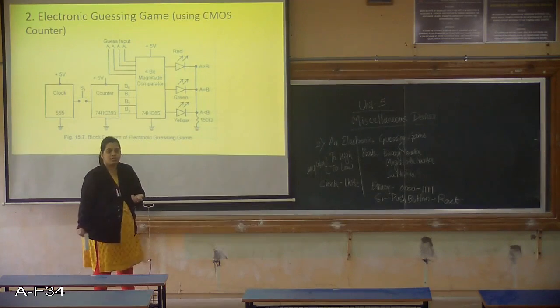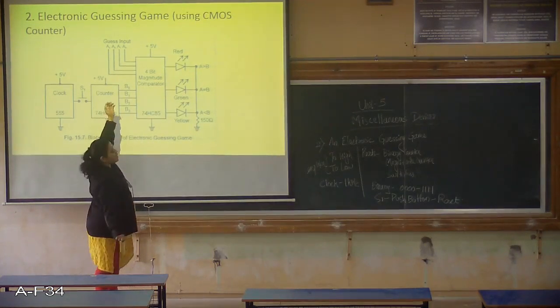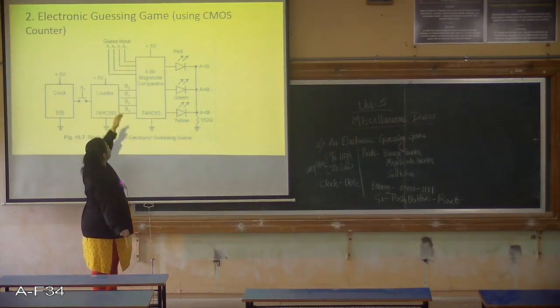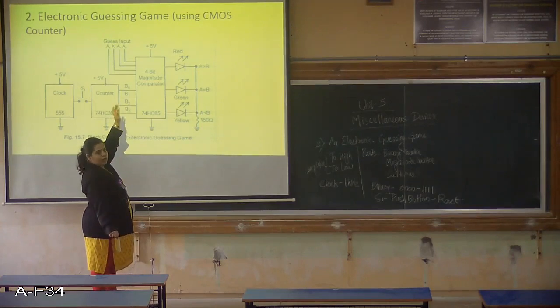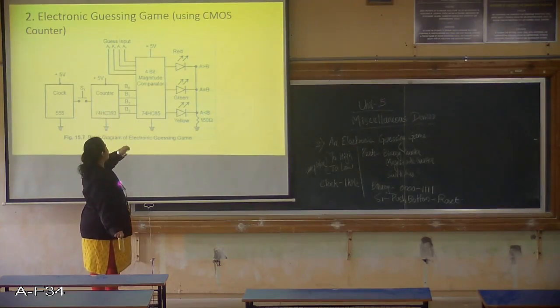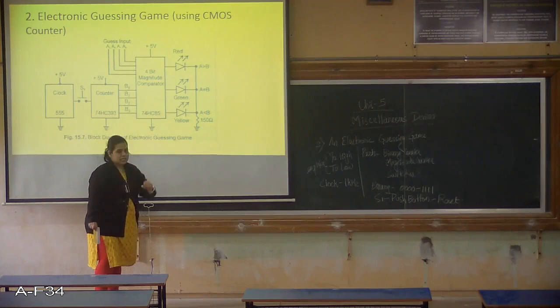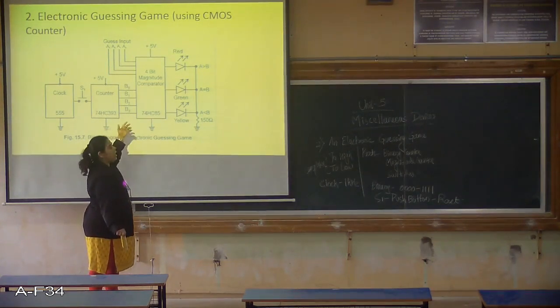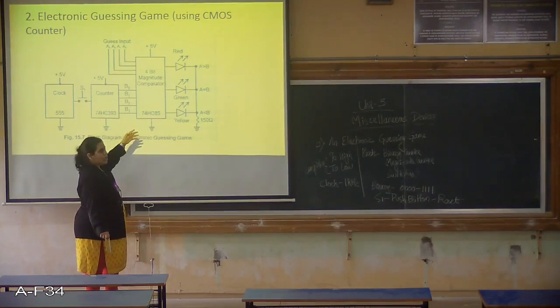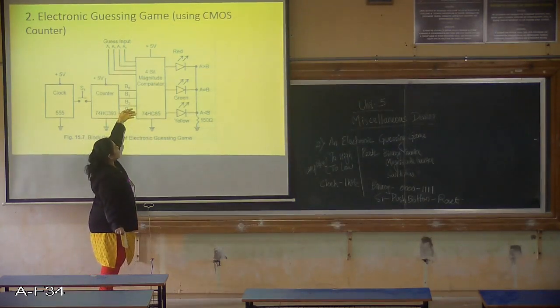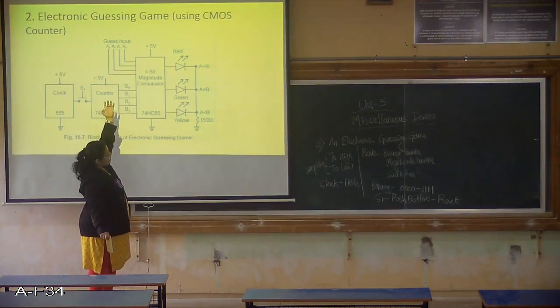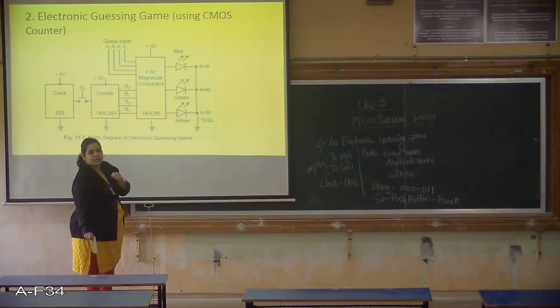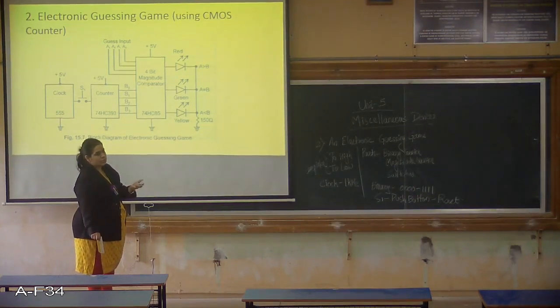Now where is the input? You will ask, inputs are the guess inputs. From A0 to A3, A0, A1, A2, A3 are the inputs. These are the inputs given by the machine. Machine is nothing but the game machine. A computer generates 4 inputs, and the machine generated input and what the man gives as input are nothing but some random numbers only.